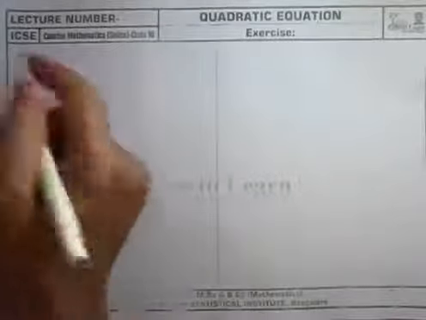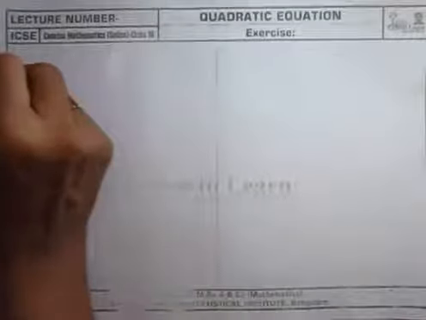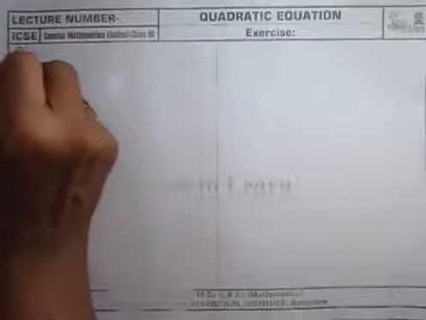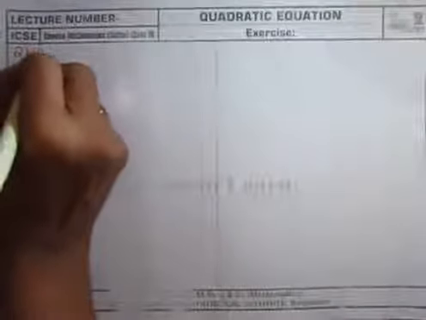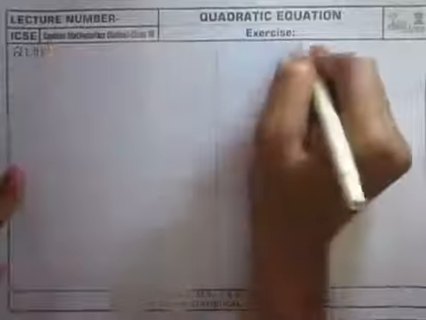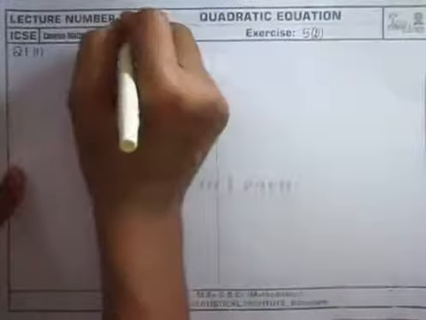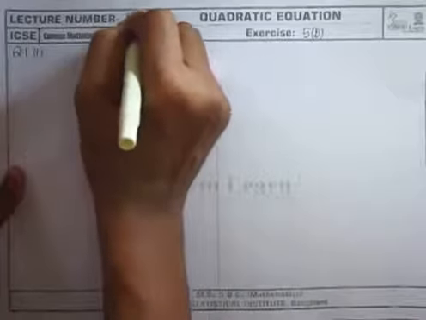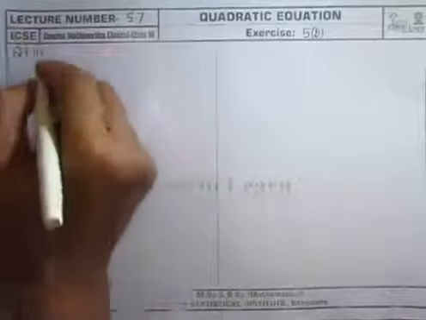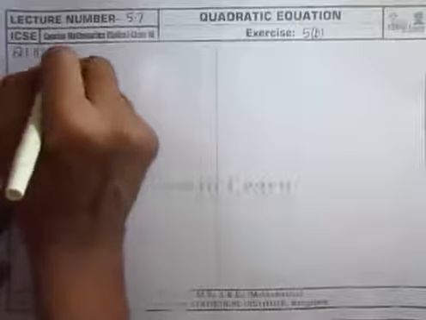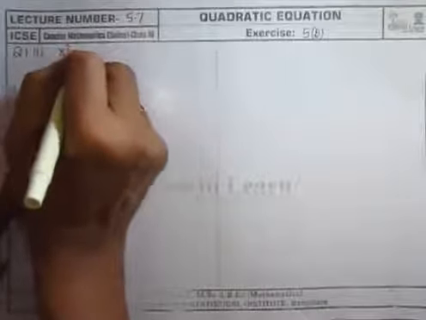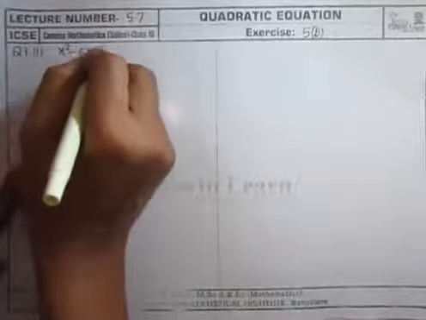So let us take question number 1, bit 1. It is exercise 5D, lecture number 5.7. Now the first question is x square minus 6x is equal to 27.